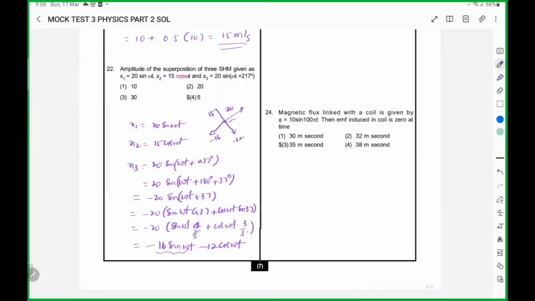So the net amplitude towards right will be 4 meters, whereas the net amplitude towards this will be 15 minus 12, 3. So resultant amplitude will be square root of 4 square plus 3 square, that is 5 meters.